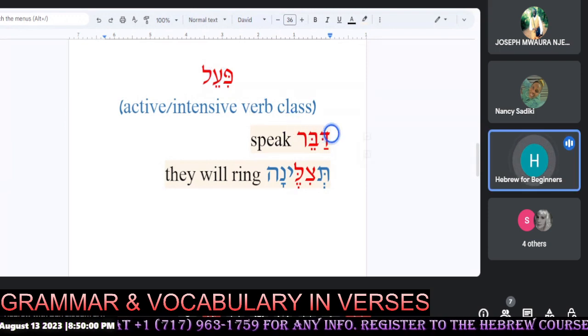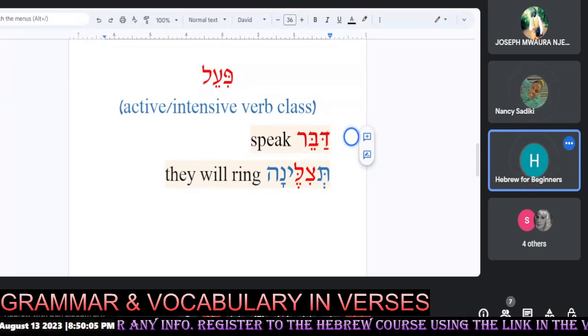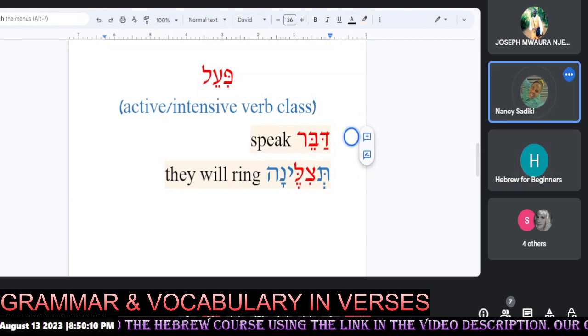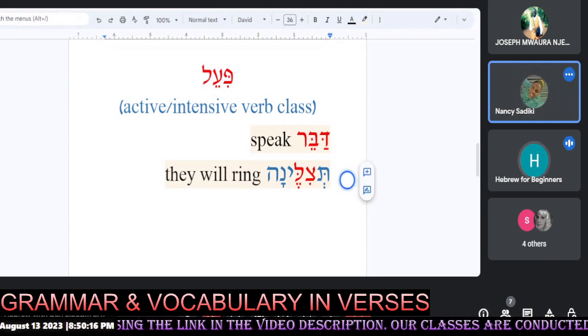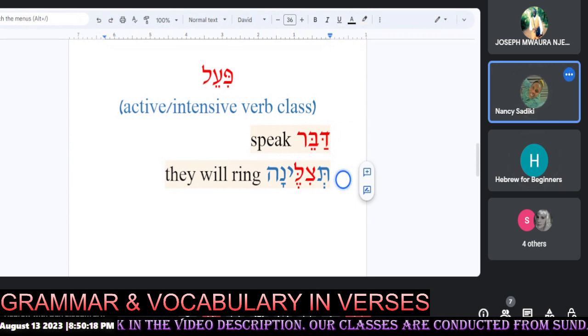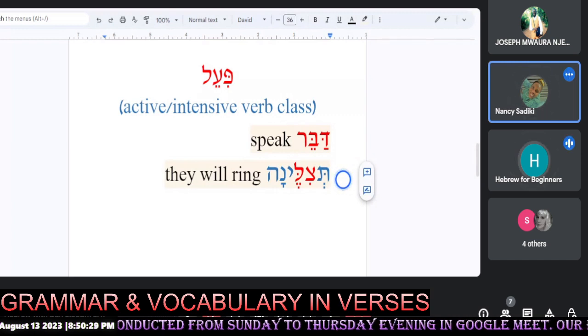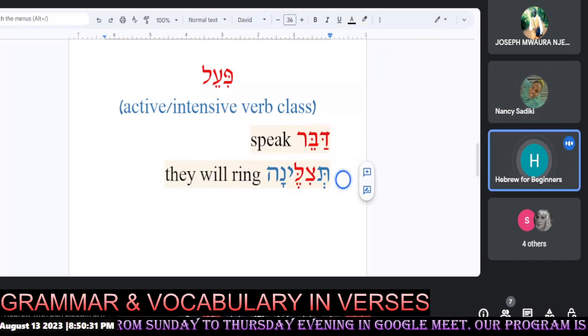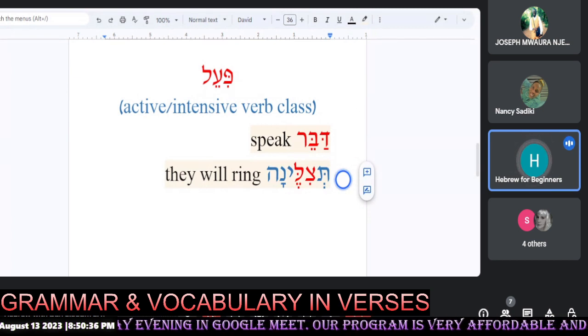So let's take a look at these last couple of verbs, Nancy, that are in the pi'el, the active intensive verb class. Daber is to speak. Good. And we have tetsile, tetsilena, which is nice. They will ring. Right, and that's referring to causing the ears to ring through a powerful sound that makes our ears ring.